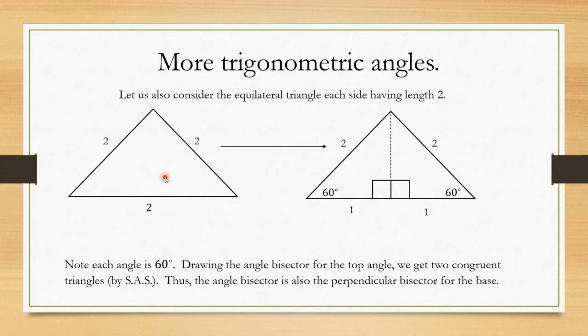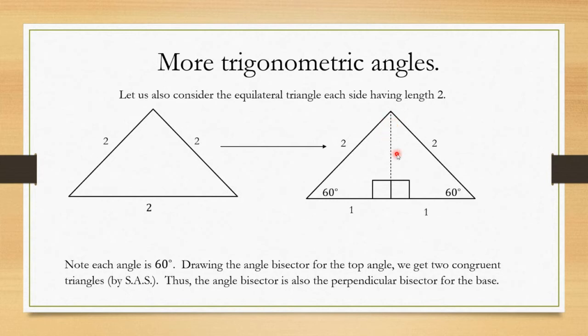Okay. So what do we do? Well, each angle is 60 degrees, because in an equilateral triangle, all the angles are equal in size. They're all equal to 60 degrees. So here's what we do. We can actually draw an angle bisector. So these two angles up here are the same. In fact, since it's a bisector, they're both equal to 30 degrees.